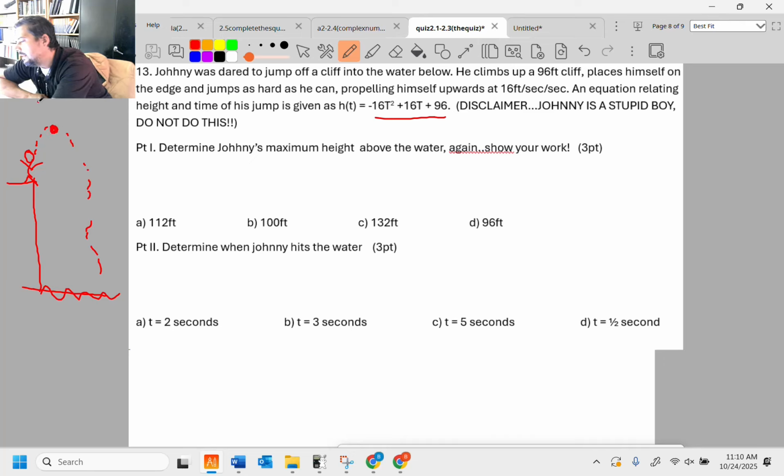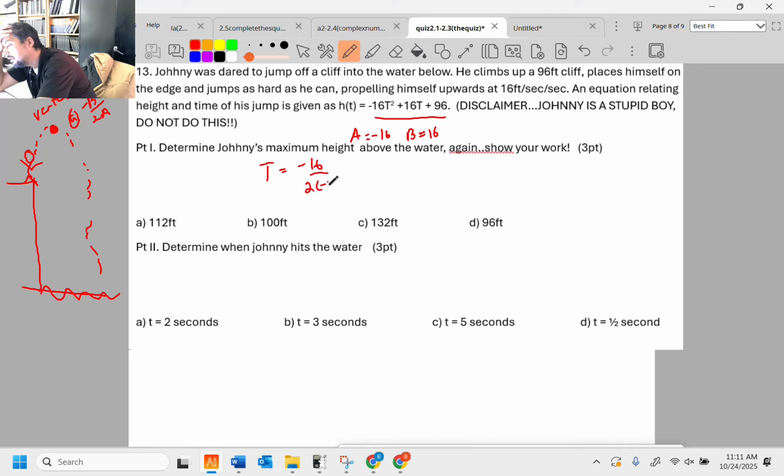His maximum height happens at the vertex, children, and the vertex is at the opposite of b over 2a. I didn't say it is, I said it's at the opposite of b over 2a. So you pick out your a's, your b's, and your c's. A is negative 16, b is 16. So in this case, it's not x equals, it's time equals. The variable is t. T is going to be negative 16 over twice a negative 16. And a lot of y'all figured that out, and then you acted like you didn't know what to do with it. You know that it takes half a second for him to reach his maximum height. What you have to do is plug that in.